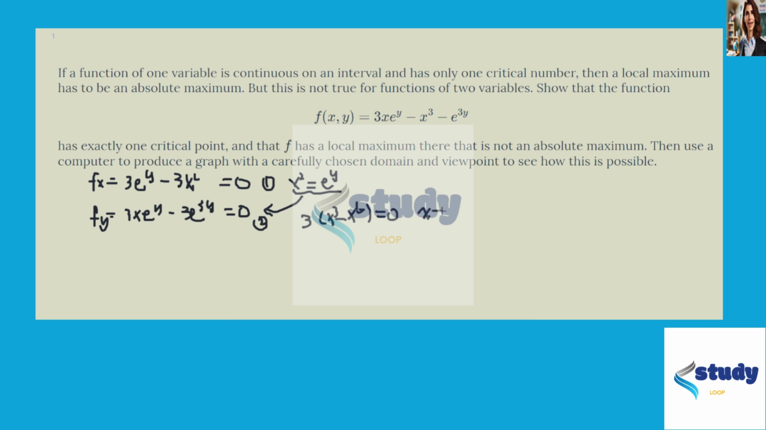So we have x = 1, since x is not equal to 0, because x^2 = e^y is always greater than 0. In this case, y is equal to 0. So (1, 0) is the only critical point.